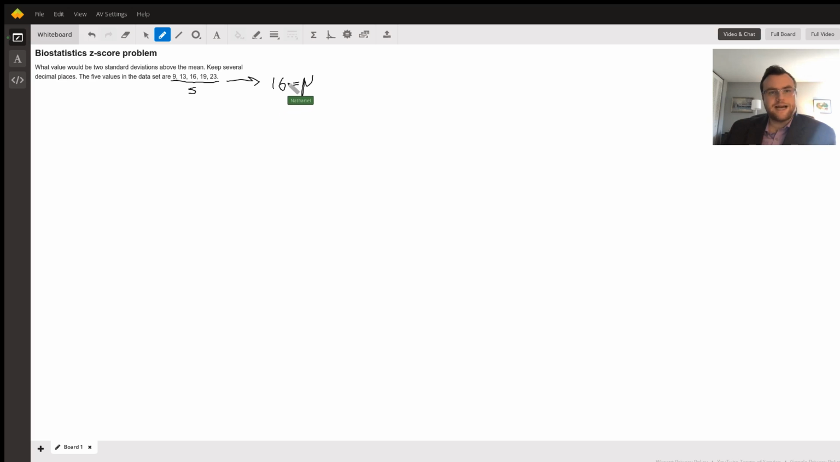So this just happens to be our median, the middle value. However, that's not always going to be the case. We just got lucky this time. So once we have our mean value established, we can now solve for our standard deviation.